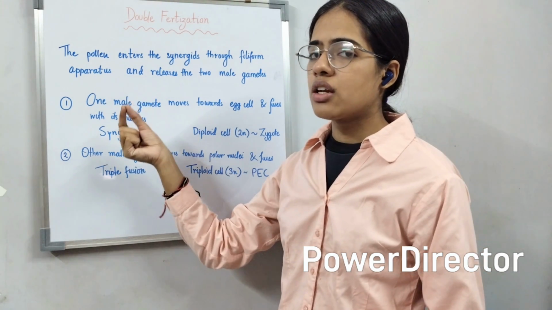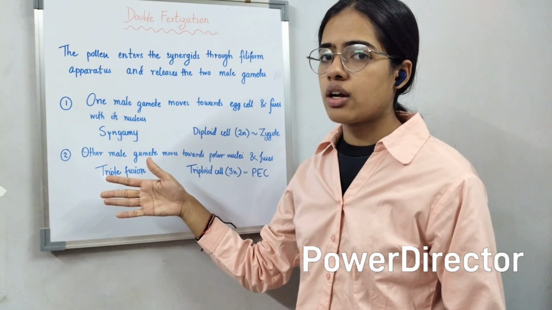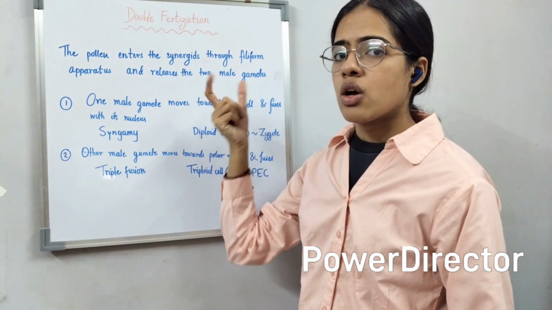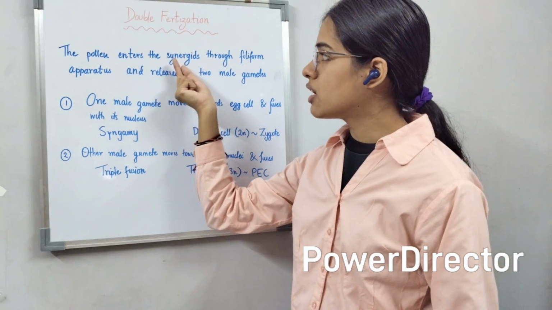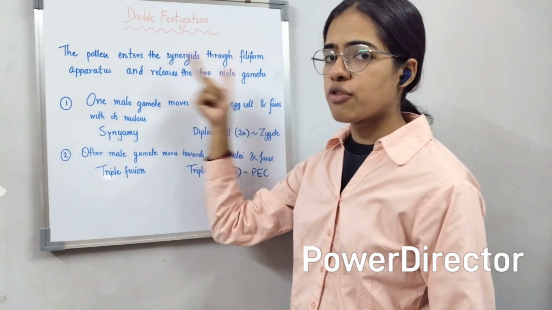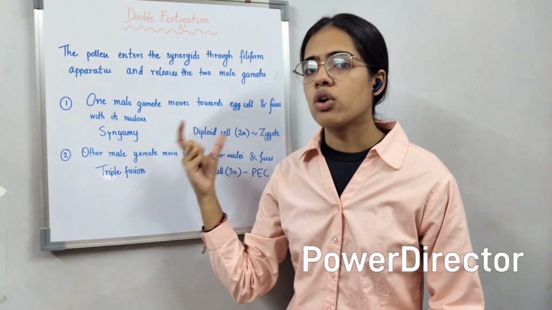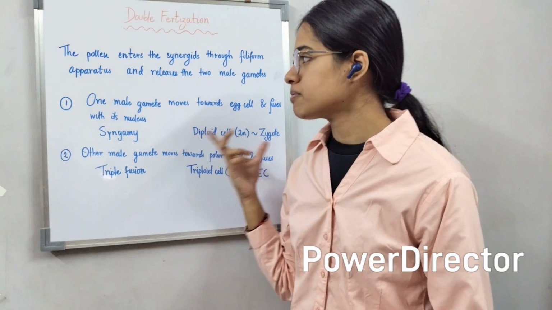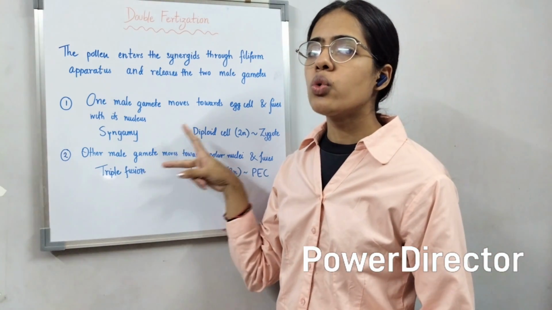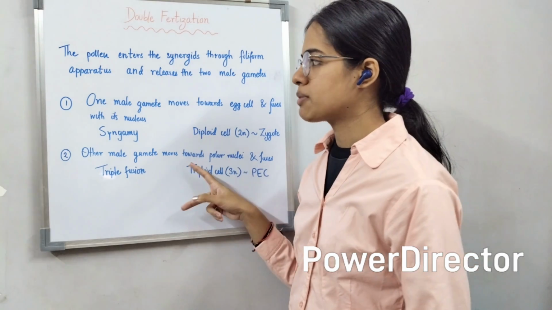This pollen grain then divides into two male gametes after it is accepted by the stigma of the flower. These two male gametes enter the synergids through the pollen tube, and they enter through the filiform apparatus, and they are released into the egg apparatus or the female gametophyte. Okay, so here two important events take place, two types of fusions take place.